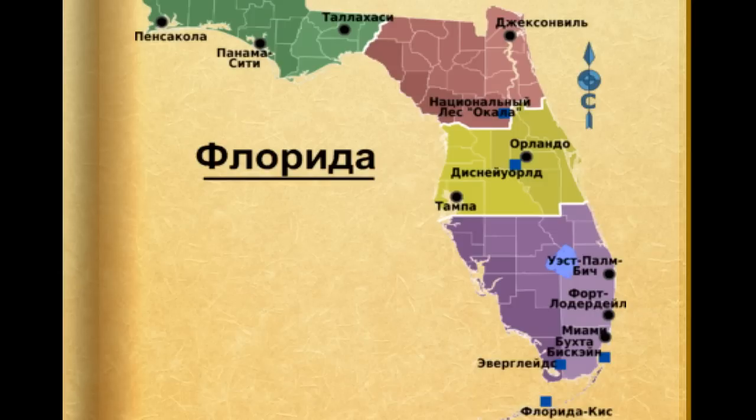Okay, you should be able to read this city. Tampa. Good. Down here. There's a lot of letters you might not know. So this is West Palm Beach. This is Fort Lauderdale. Miami. And Everglades. Everglades. And there's the Florida Keys. Good.